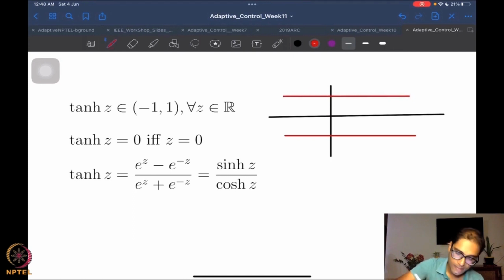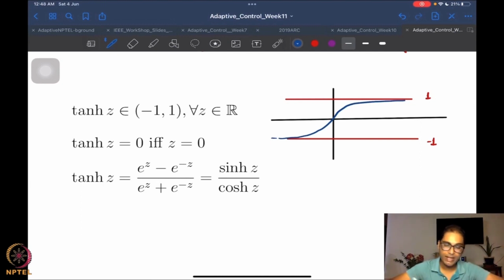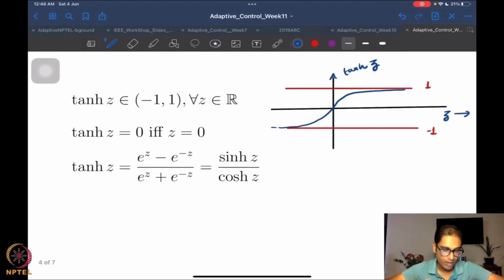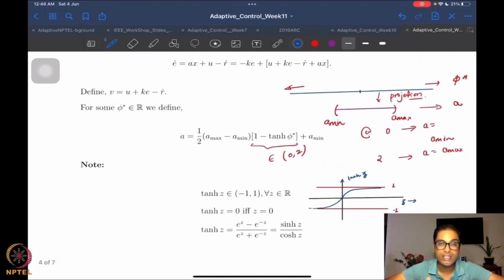So this is basically 1 and -1, and the tan hyperbolic function looks something like this. All right, so the tan hyperbolic function looks something like, yeah. Okay, I hope that makes sense. So this is essentially the projection. Okay, so this is the key part here.